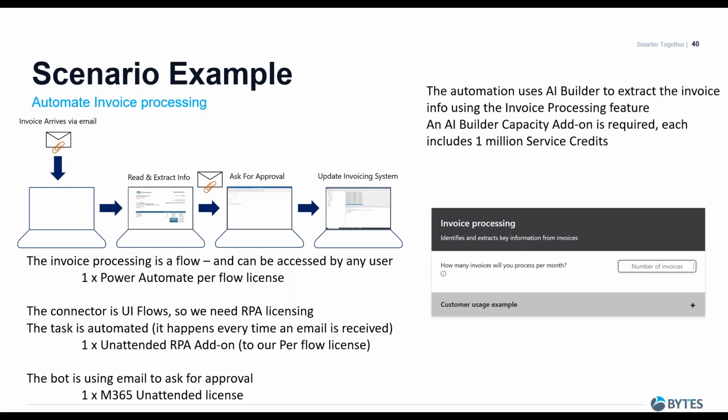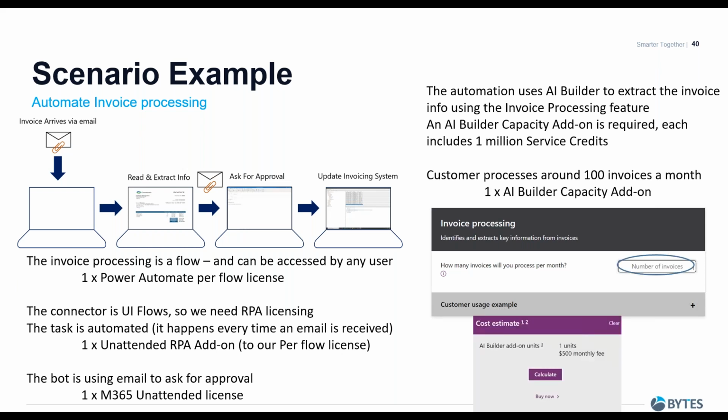And then, of course, the information is read and extracted with AI Builder. So I can go into the AI Builder calculator, look at the service I'm using, which is invoice processing, and enter what I think the number of monthly invoices I will process on a monthly basis, and that then will tell me that I need one AI Builder add-on license.